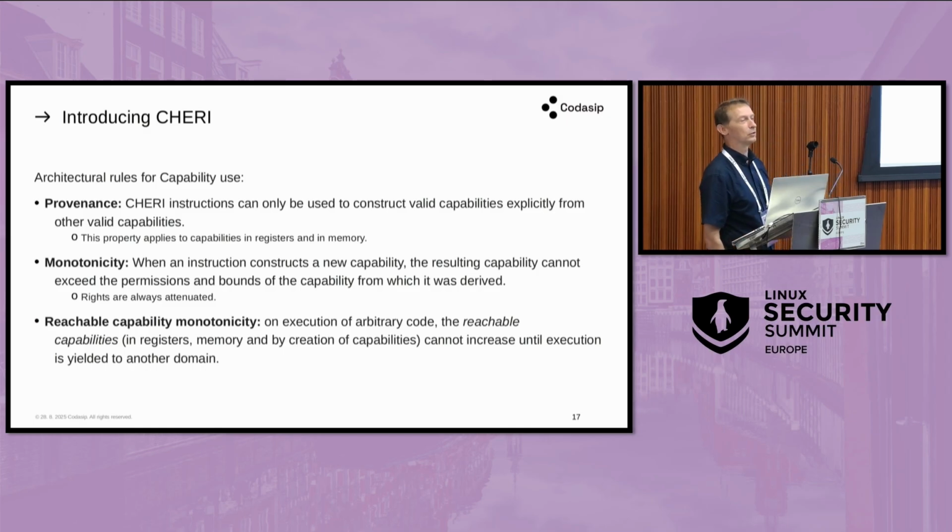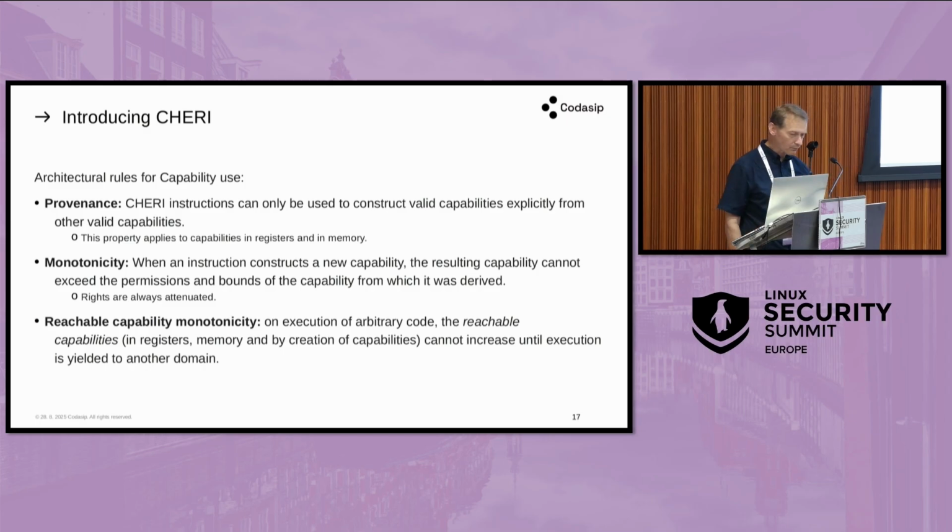We also have a property called monotonicity. We can only ever attenuate the rights, bounds, permissions on a capability. So we have to use a capability to create another capability, but the capability that we create can only be more restricted or equal to the capability that we started with. And this is really important when you start to think about how it's used for compartmentalization as well.